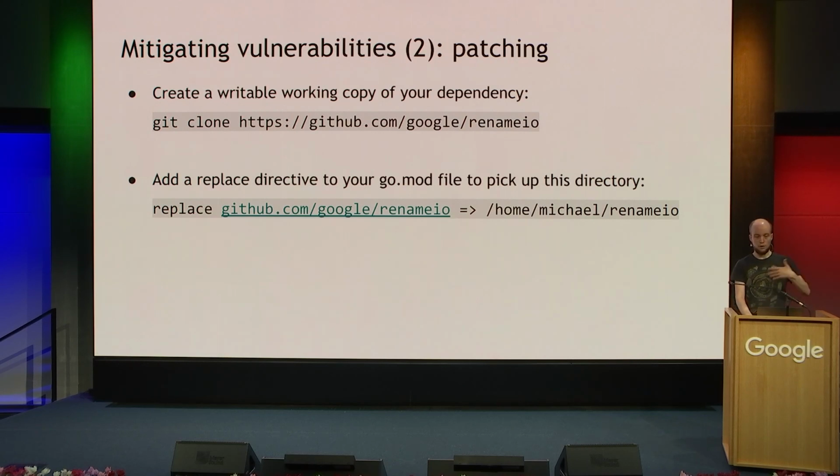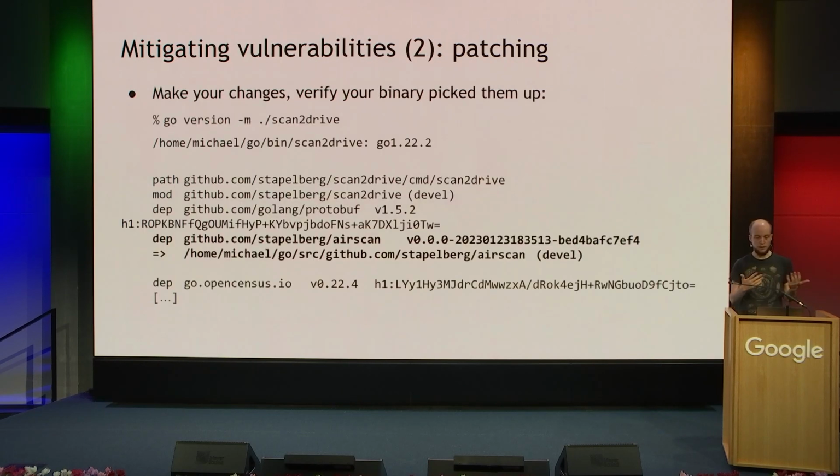And then you just modify the source code and make your changes. And then to verify that your binary actually picked up the changes that you just made, I recommend you use the go version command again. This time, we can see that in the list of dependencies, I have one dependency, the AirScan module, which I've replaced with a locally patched version. And you can see that Go has actually included the full path of my locally patched version, and also the little devel in parentheses at the end here.